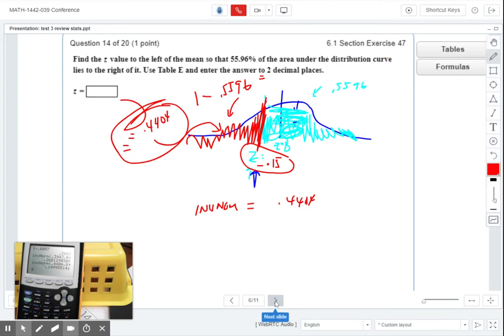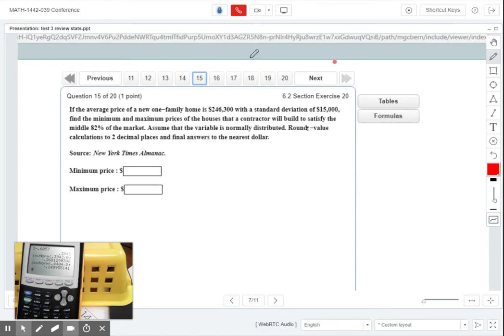Okay, next problem. Let's draw a normal curve. It's normally distributed, so I'm going to draw a normal curve. I like to draw the curve to look at our picture.